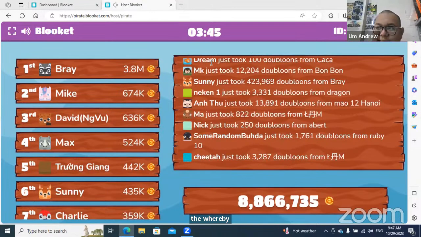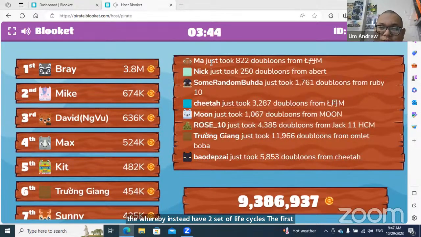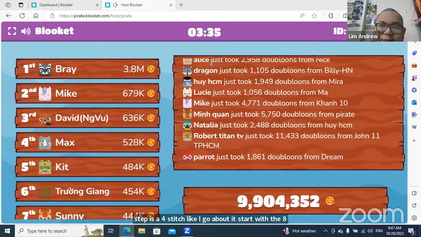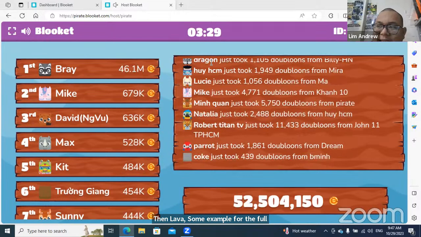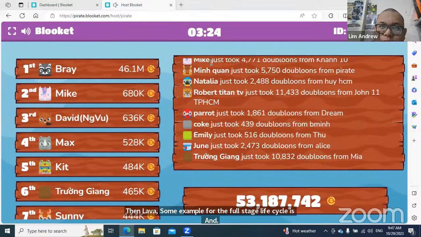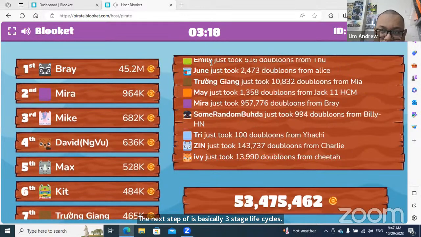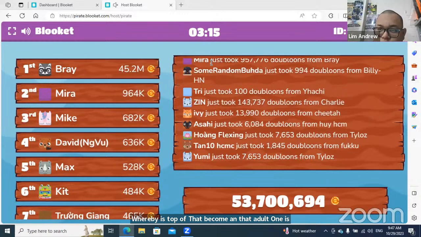The first set is a 4-stage life cycle, whereby it starts with the egg, then larva, pupa, and adult. Some examples for the 4-stage life cycle are butterflies and ants. The next set is a 3-stage life cycle, whereby it starts from egg, then becomes a nymph, then adult. Examples for this 3-stage life cycle are the dragonfly and grasshopper.